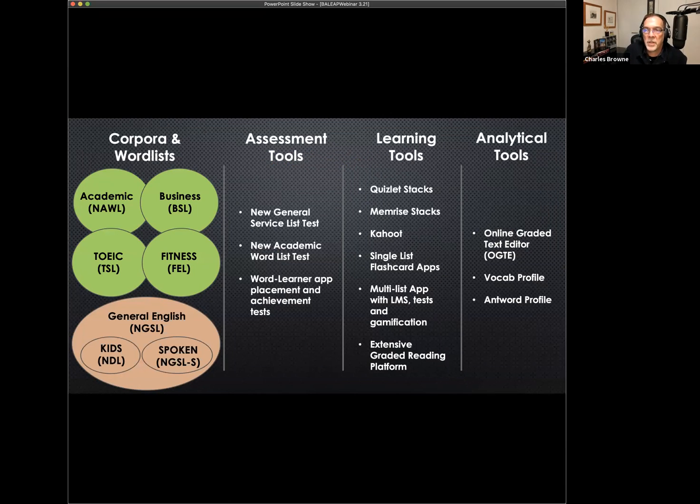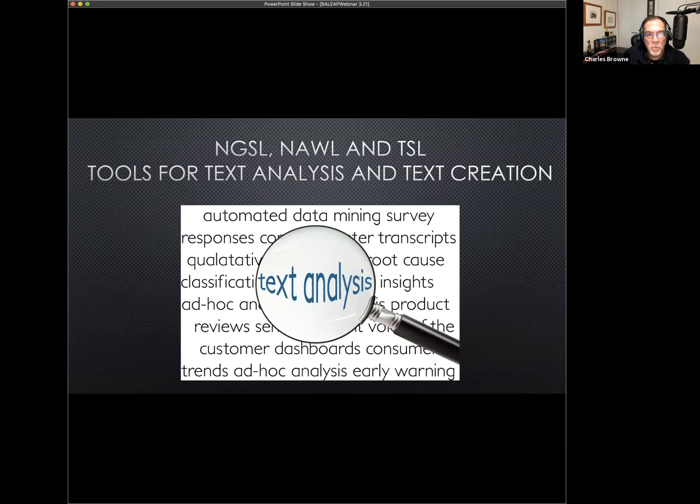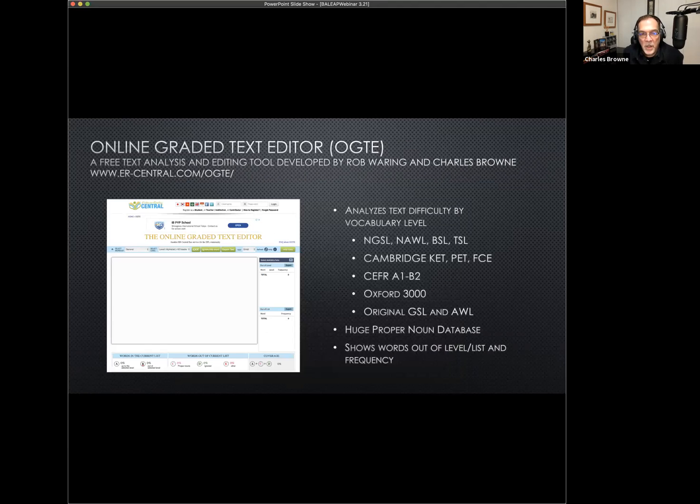Another thing I wanted to introduce is the analytical tools, because I think these are really important and really useful for a variety of purposes, both teaching as well as research. Most of our word lists are on these tools now, and I think they can be of quite good use to you. The OGTE tool is something that Rob Waring and I developed together. This is another free tool, yet another free resource.